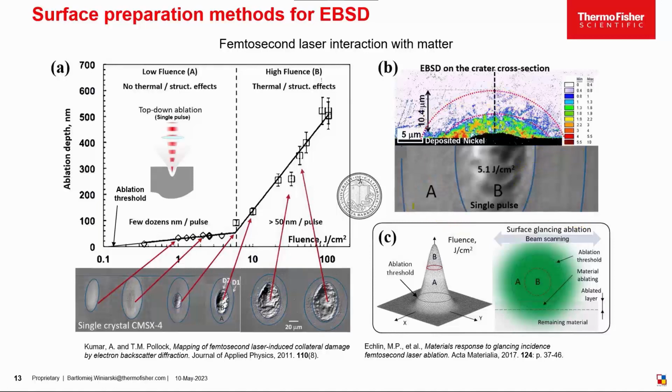Figure C shows a graphical representation of the spatial distribution of fluences in the high fluence region. During ablation, we are glancing the surface with the laser beam, therefore we are using the low fluence area of the beam during laser scanning. We can approach the surface and scan the laser to remove a layer.